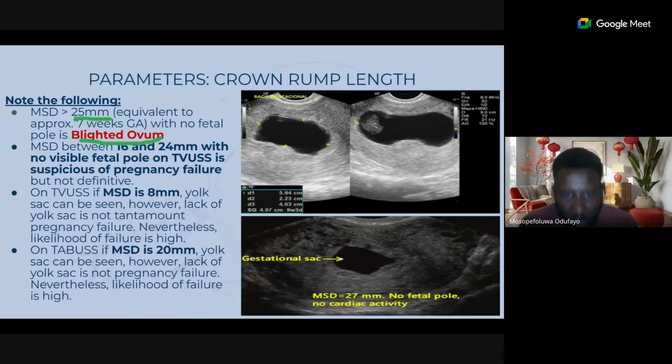So look at this gestational sac, no fetal pole, no cardiac activity, and the mean sac diameter we got was 27 millimeters. This is a classic sign of blighted ovum. So blighted ovum is a simple diagnosis. You don't see a fetal pole, mean sac diameter is already 25 millimeters and above, forget it. 26, 27, 28, 29, it's gone, except by miracle.